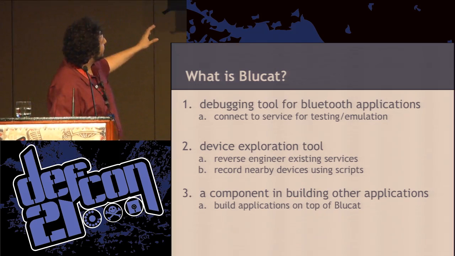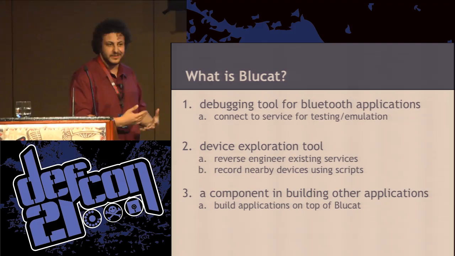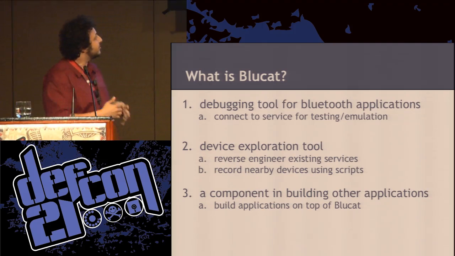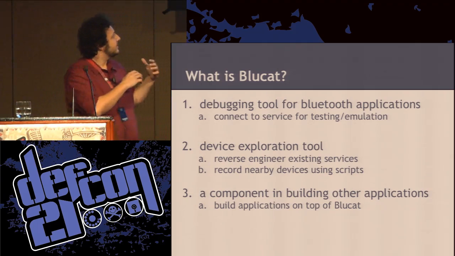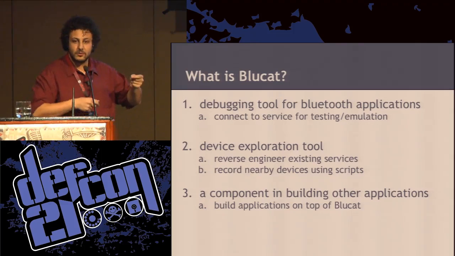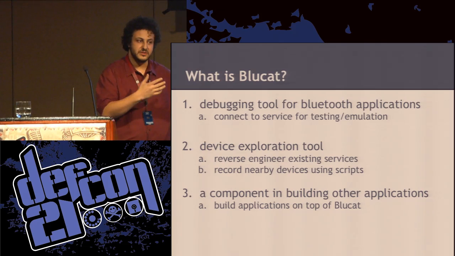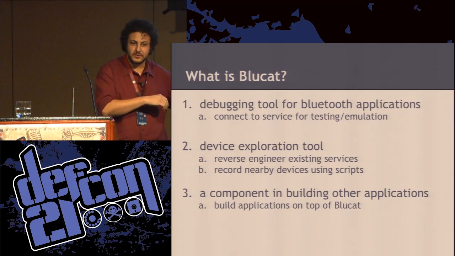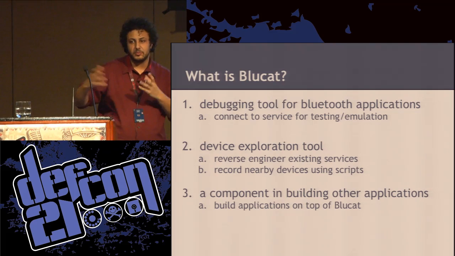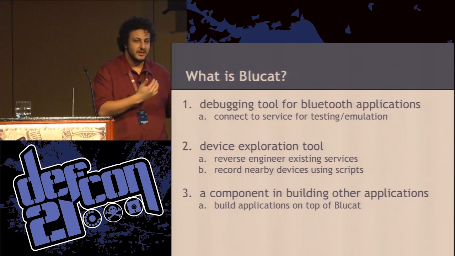So what is Blucat? What is the point of this? There are three main things that I've been able to come up with as reasons why. You have a debugging tool for Bluetooth applications. If you're writing a Bluetooth app, you can use it to debug your own application. You can see what's going on, like, did you modify the service record properly so that other devices can see that record? And whatever process is handling the socket on the other side, you don't want to have a full-blown client ready. You might just want a makeshift client to see what is going on.